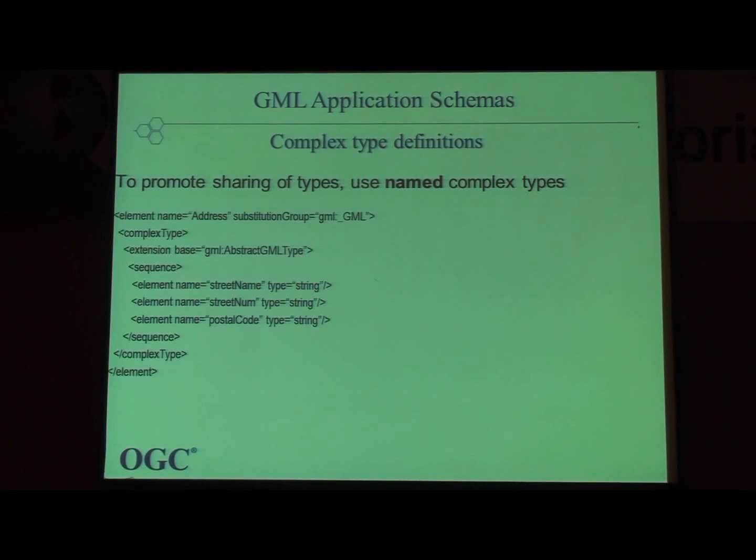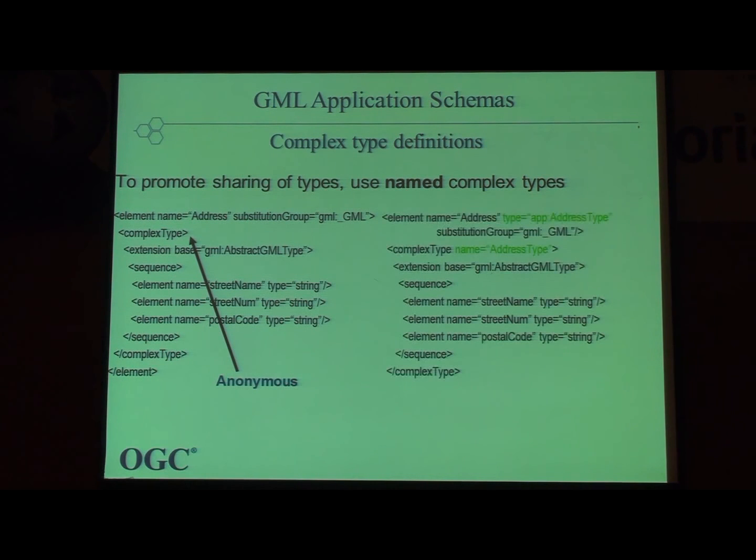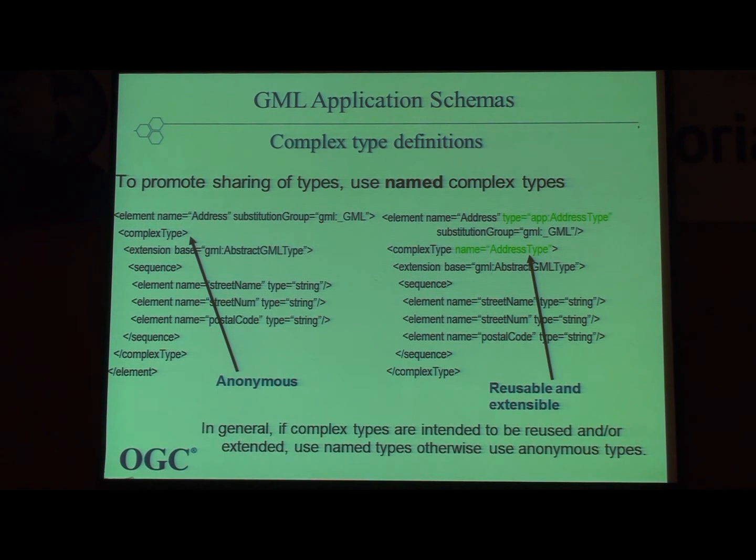Okay. For other complex type definitions, taking the example of the address again, you can define it something like this, what you see here on the left, or like this over on the right. The best practice recommendation is that you name your complex types so that you promote sharing of types. If you name it like this, then you can reuse it later on in another application schema, extend it, or restrict it. But if you don't name it, then you've basically eliminated the possibility of doing that. So in general, complex types are intended to be reused. You name them so that they can be referred to.